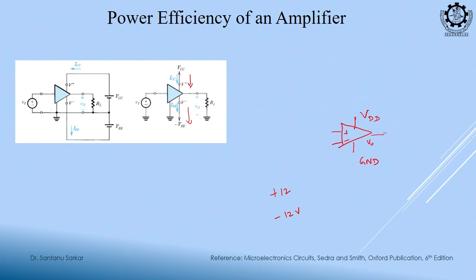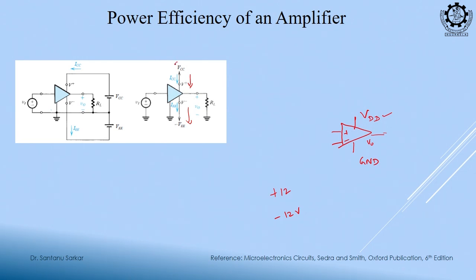Collector, base, emitter. Generally this collector is used on the higher side, so this voltage source is termed as VCC. For BJT the voltage source is termed as VCC, because the voltage source is connected to the collector. Similarly, for MOS the voltage source is generally connected to the drain terminal, so it is termed as VDD. I will discuss this terminology later.